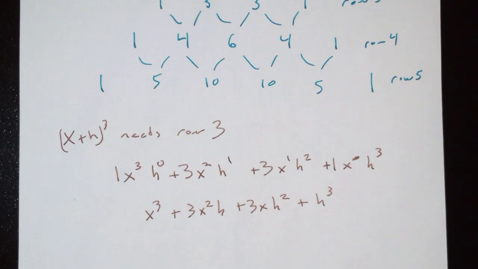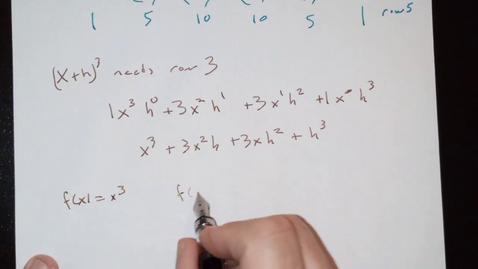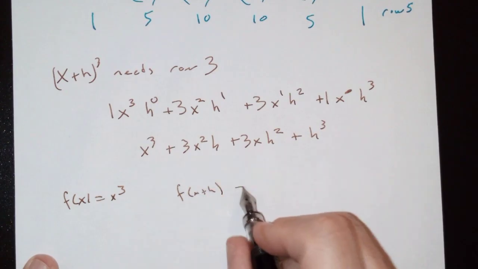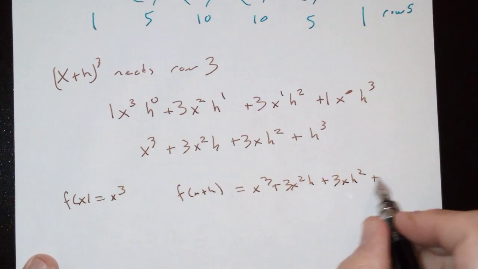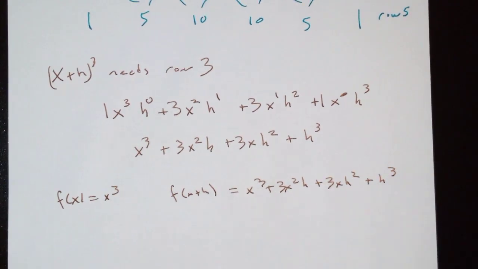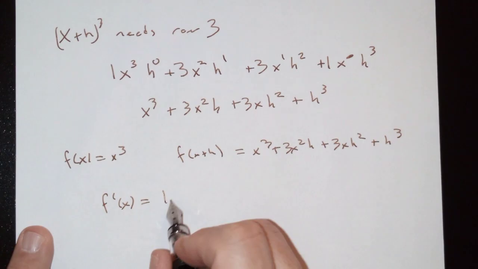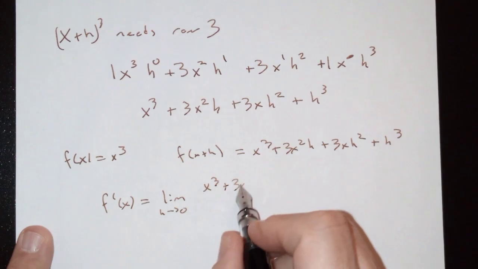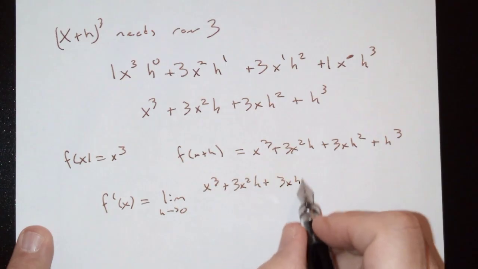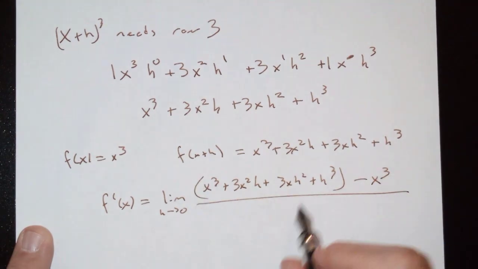Hey, I can do my derivative now, can't I? So if I want to start with f of x being x cubed, I have this. Now I can take my derivative. f of x plus h minus f of x over h.